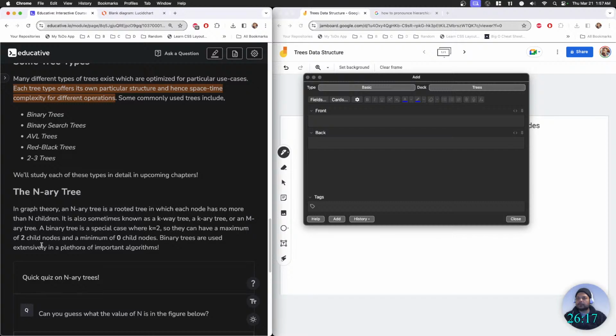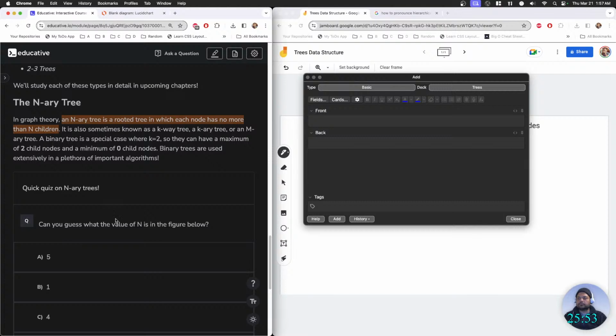The n-ary tree. An n-ary tree is a rooted tree in which each node has no more than n children. A binary tree is 2, so it has at most 2 children. A trinary tree would be 3. And for a k-ary tree, you replace k with the number of children you want.